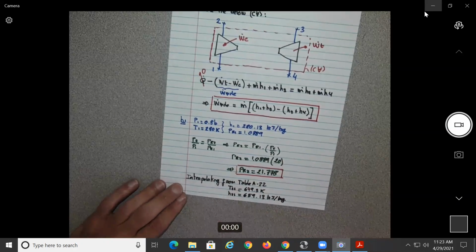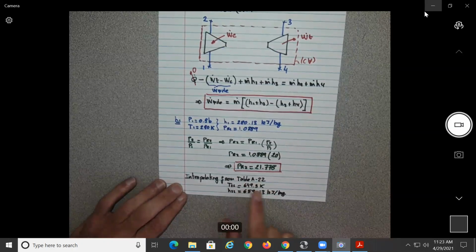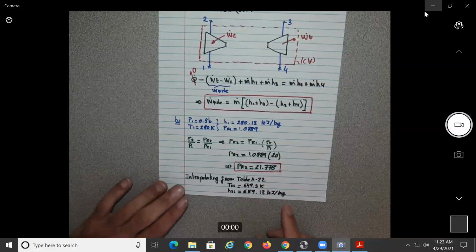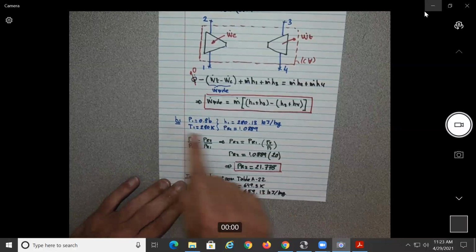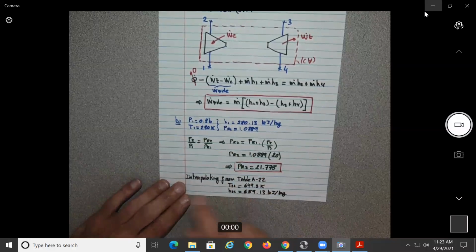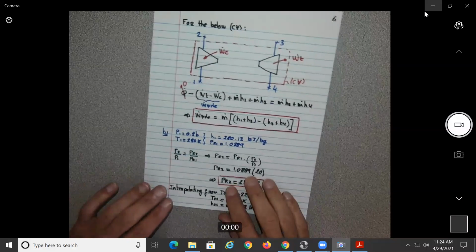And now, bad luck, we did not take the other values. But from table 822, we needed to go and interpolate. And we found that T2s, I don't think would be needed, is 649.3. And that h2s was equal to 659.13. So now, what else do we need? We have h1. We know h2s. Oh, we need h2s for what? For the efficiency, and that's where I think we had the issue.